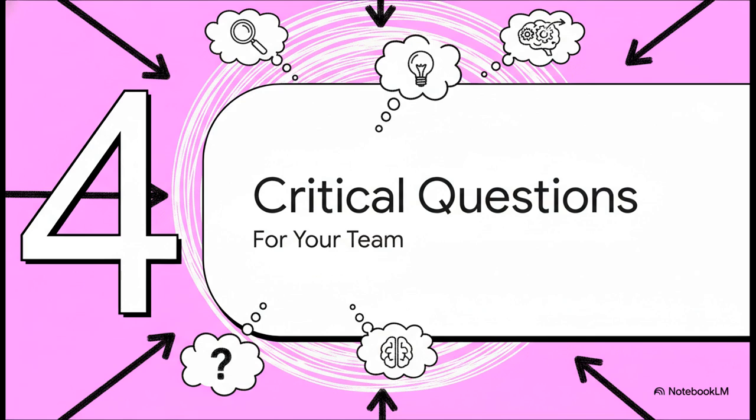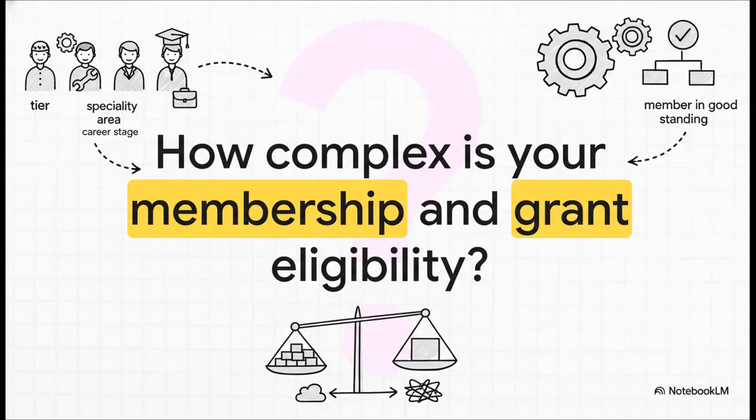Okay, this brings us to the most important part. It's time to turn the lens inward. Before you schedule a single demo, you and your team need to have some honest conversations. Answering these questions will point you in the right direction. First things first, your members. Is eligibility pretty simple? Like, are you a member, yes or no? Or do you have all these different tiers, chapters, and statuses that affect who can apply for what? The more complex your rules, the more robust your software needs to be.